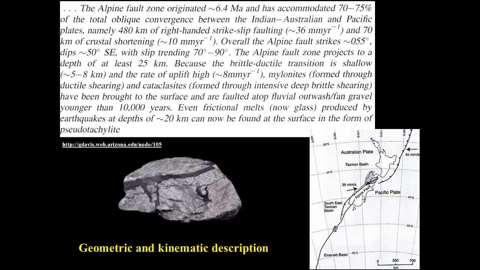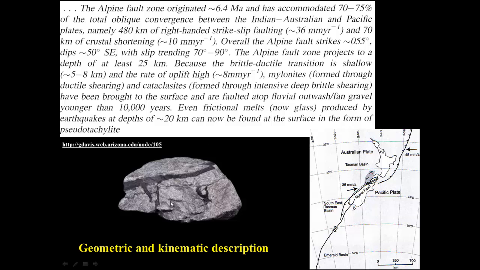Because the brittle-ductile transition is shallow, 5 to 8 kilometers, and the rate of uplift high, about 8 millimeters a year, mylonites, which are formed through ductile shearing, and cataclasites, formed through intensive deep brittle shearing, have been brought to the surface and are faulted atop fluvial outwash fan gravel that's younger than 10,000 years. Even frictional melt, or glass, produced by earthquakes at depths of 20 kilometers, can now be found at the surface in the form of pseudotachylite.